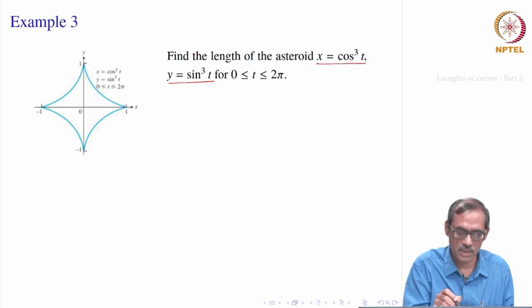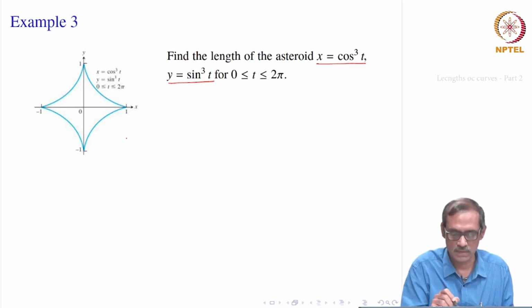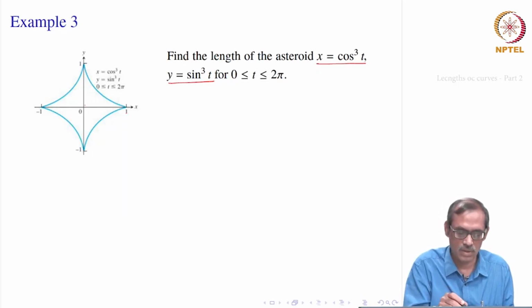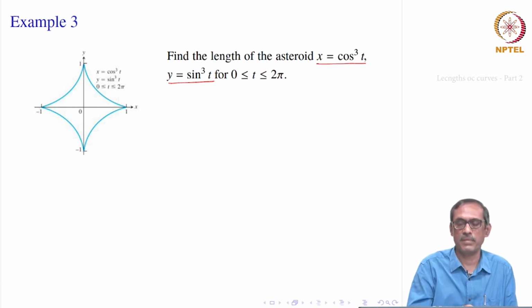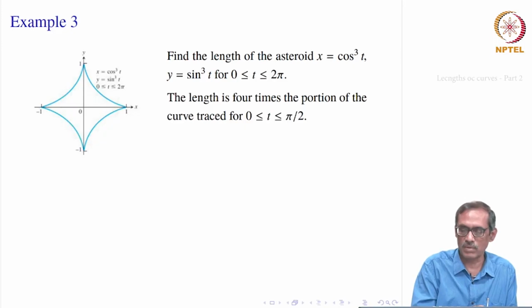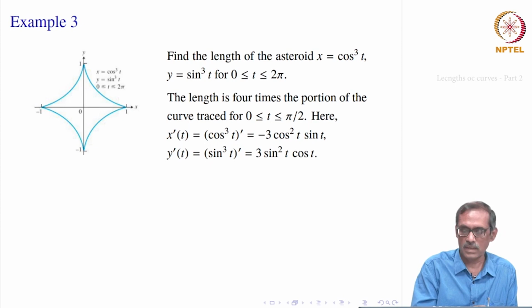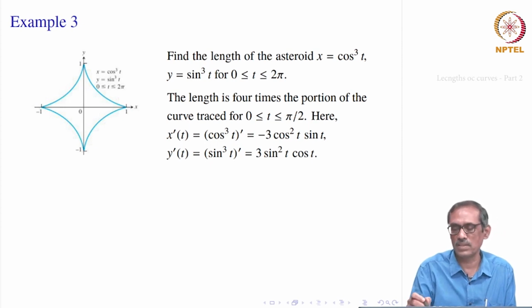Its length, first of all, since it is symmetric, we can say it is 4 times the length of any one of the petals. One petal is enough to take. But in that case, t is really the angle 0 to 2 pi, so t will vary from 0 to pi by 2. That is the first thing we can see, that the length is 4 times the portion of the curve traced for 0 to pi by 2, that is this portion. Okay. So, now let us go to computing the length. This length we will compute and multiply it by 4.